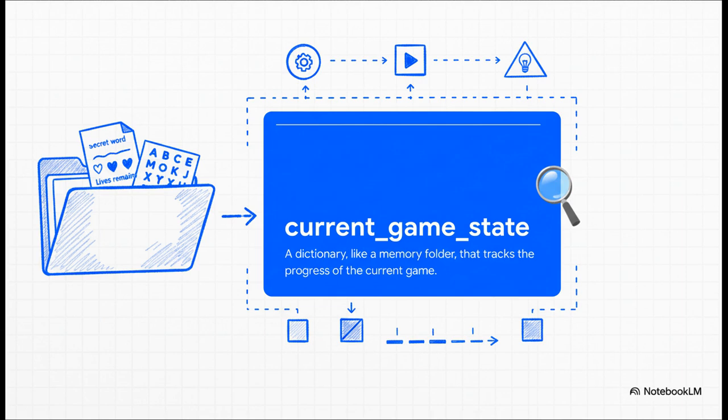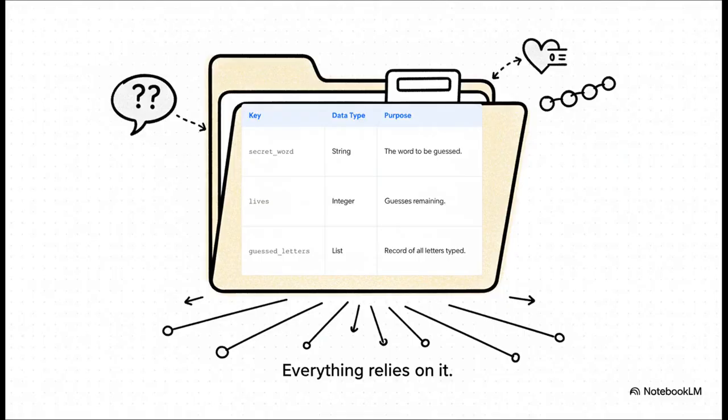All right, now this next one is really the heart of the game's memory, current game state. This thing is a dictionary, and it's like a folder that keeps track of everything happening in the game right now. You know, the secret word, how many lives you have left, all the letters you've guessed, it's all in there. And if we peek inside that folder, you can see how it's organized. It uses these keys, secret word, lives, and guessed letters, kind of like labels on different sections. And this is so important. This dictionary is the single source of truth for the entire game. If you want to know what's happening, you look here. Everything else depends on this.